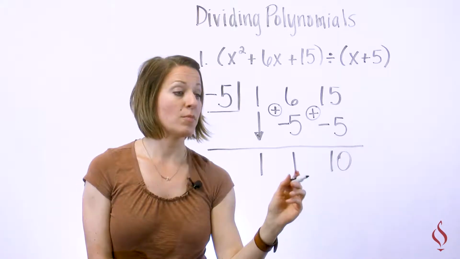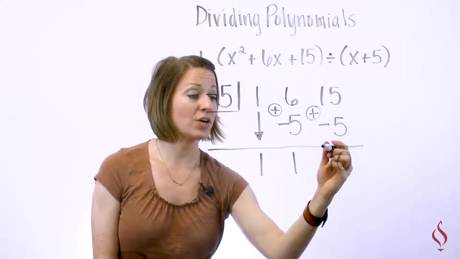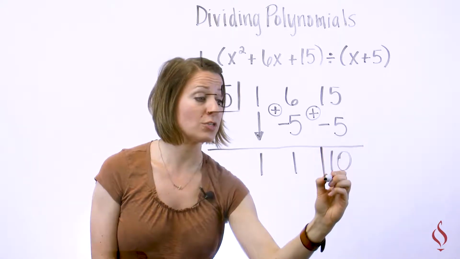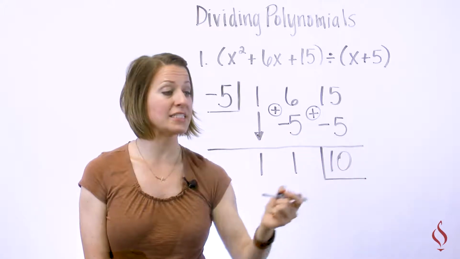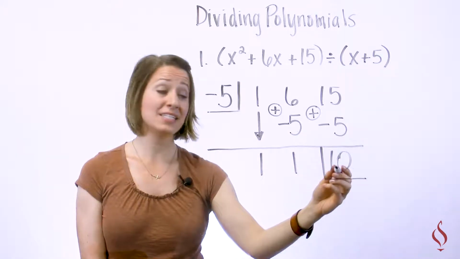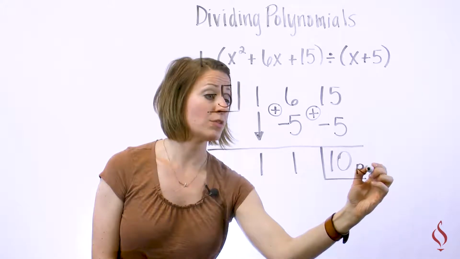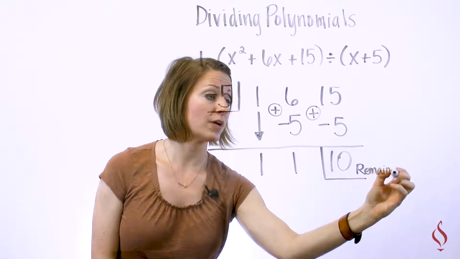Always the very last number, I draw another corner, and I want you guys to do the same. So we've kind of cornered in 10. Always this last number is going to be the remainder. So I'm going to write remainder.